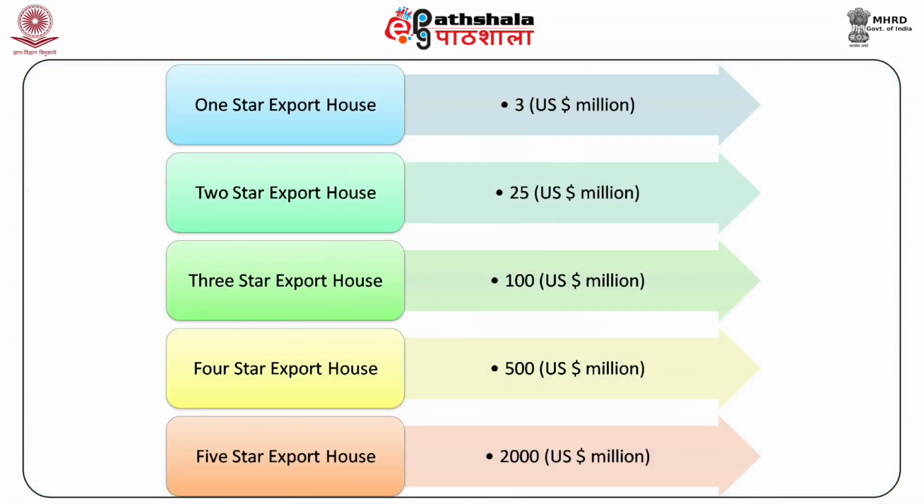A new criteria has been introduced to give recognition of the status holders on the basis of export performance. FOB or FOR converted in US dollars million during current and previous 2 years. 1-star export house, $3 million US. 2-star export house, $25 million US. 3-star export house, $100 million US dollars. 4-star export house, $500 million US dollars. 5-star export house, $2,000 million US dollars.